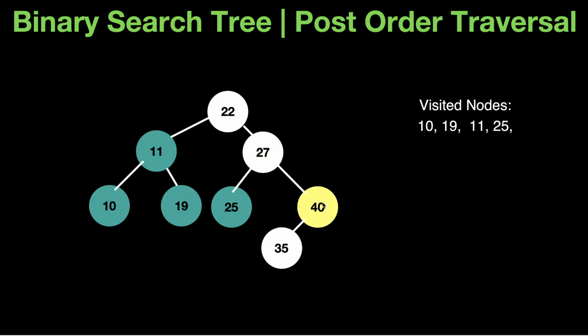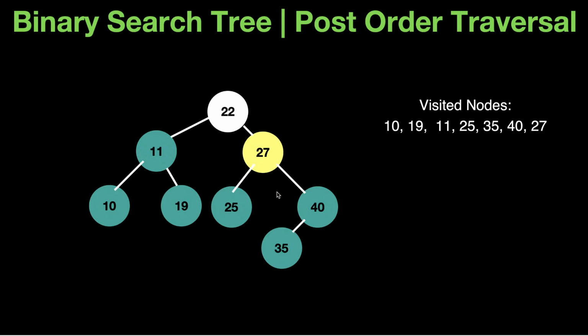So go to right, do not visit 38, go to left, visit 35 because it is a left node. 35 is visited. We go back, now we visit 40. If we had some other children here, a right child of 40, we would have to first visit that child and then only 40, but since 40 does not have any right child, we can actually visit it on the way. So we visited 40 and then we go back.